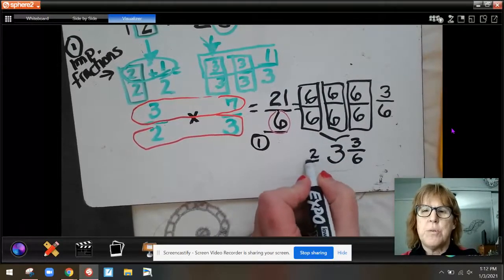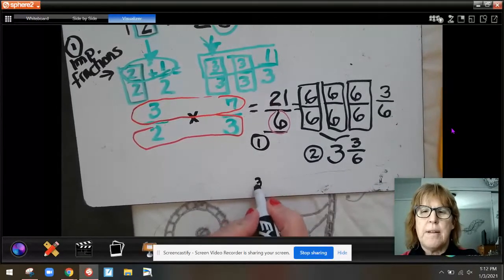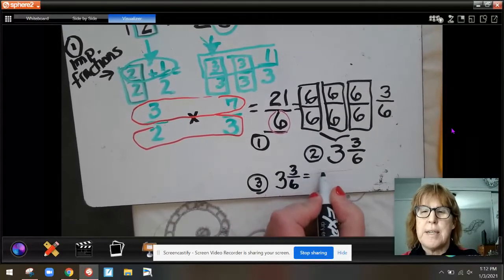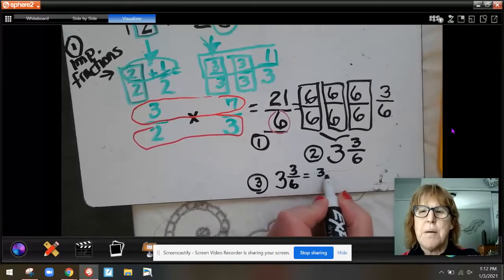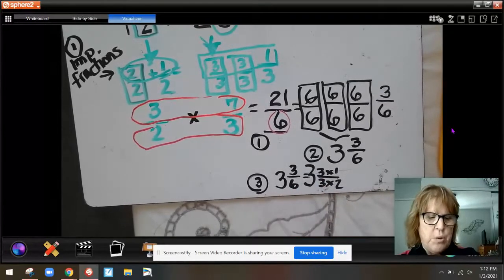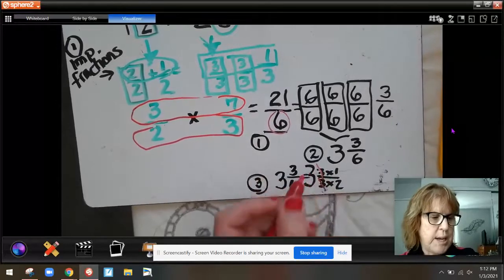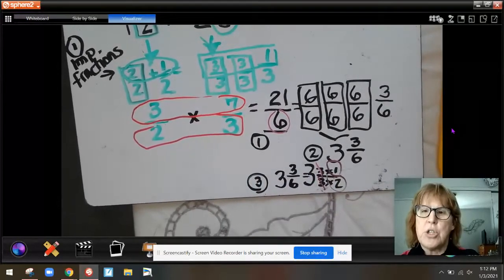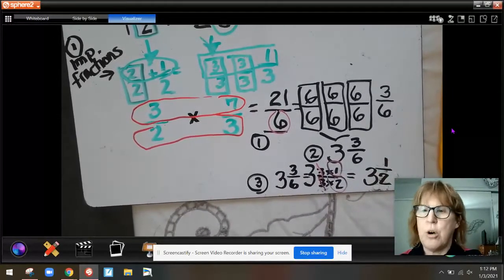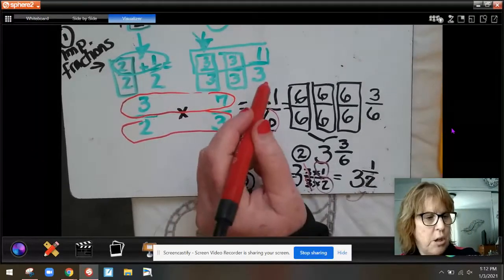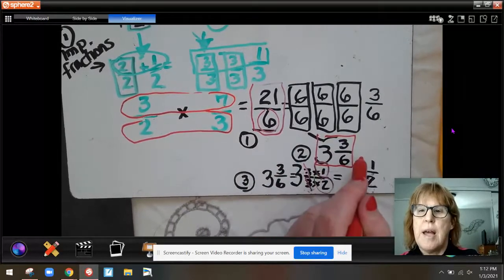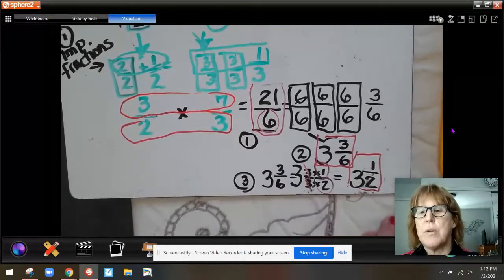This is answer number 2. Answer number 3, 3 and 3/6, we're going to simplify the 3/6, okay? So 3/6 is the same as 3 times 1 over 3 times 2. Let's not forget to keep the 3 there. We cross off the 3's and we have 1/2. So our third answer is 3 1/2. Okay, so you're wondering, well, which answer is correct, Mrs. Johnston? This answer is correct. This answer is correct. And this answer is correct.